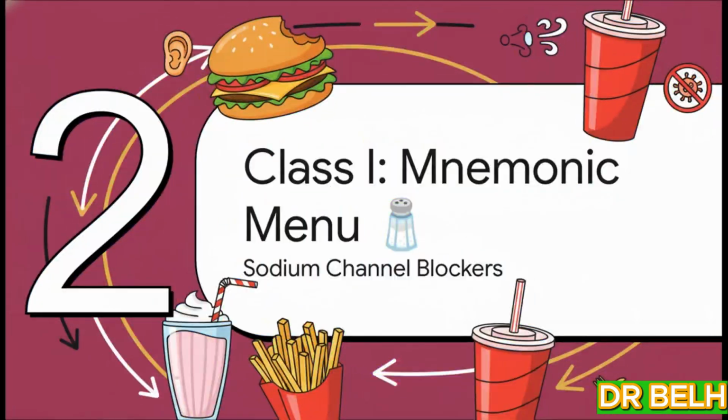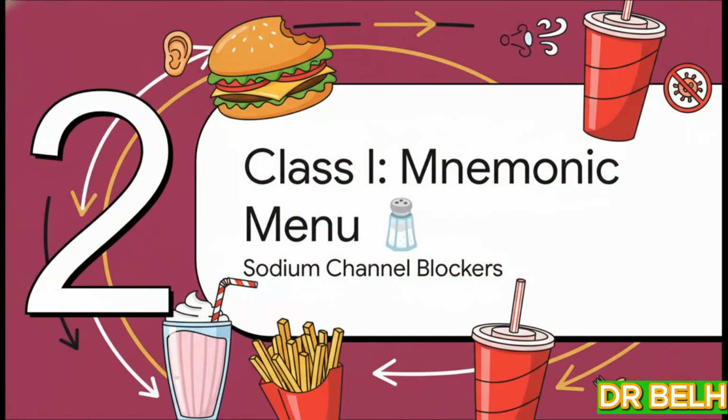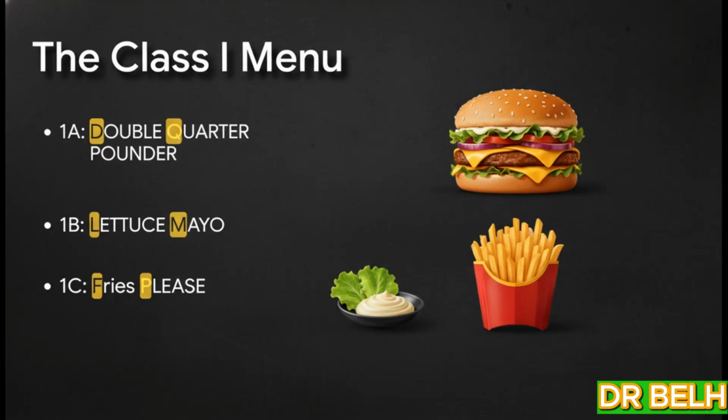Class I, the sodium channel blockers. Now, to nail down the 3 different subclasses and all their drugs, we are not going to sit here and stare at a boring list. Nope. We're going to place an order at a fast food joint. So, what's on the menu? For class 1A, we're getting a double quarter pounder.